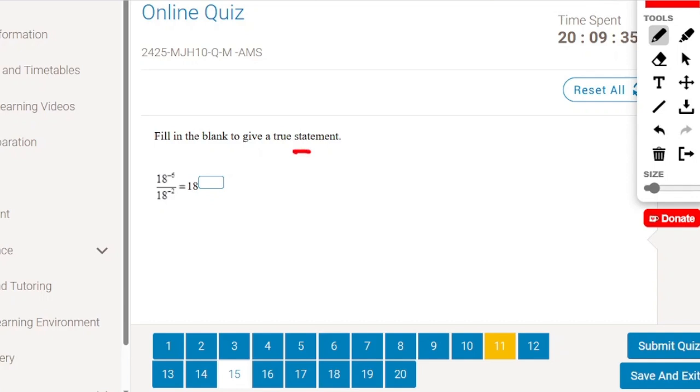Fill in the blank to give a true statement. 18 power of minus 4 minus 6, so minus 6 divided by 18 power of minus 2. We flip it to the denominator, so here it will be plus 2, so the answer will be minus 4. So the answer here is minus 4.